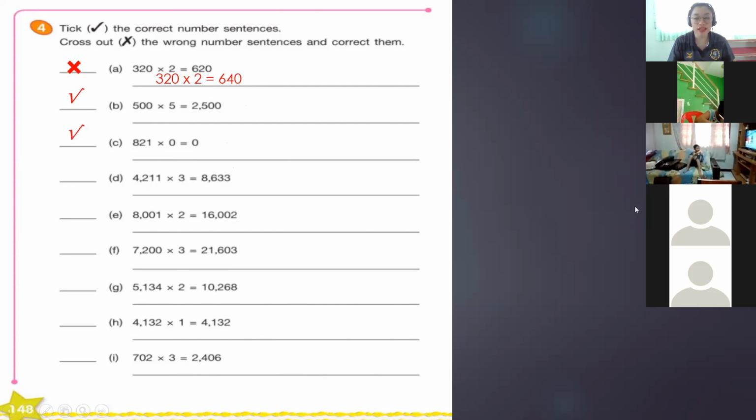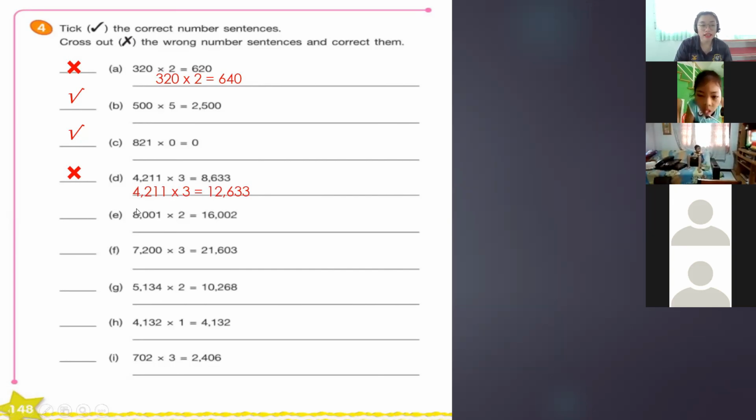Okay, next is letter D. Okay, letter D, we have number sentence 4,211 multiplied by 3 is equal to 863. Is it correct? It is not, because 4,211 multiplied by 3 is equal to 12,633. So letter D is wrong. Okay, so the correct answer or the correct product is 12,633.